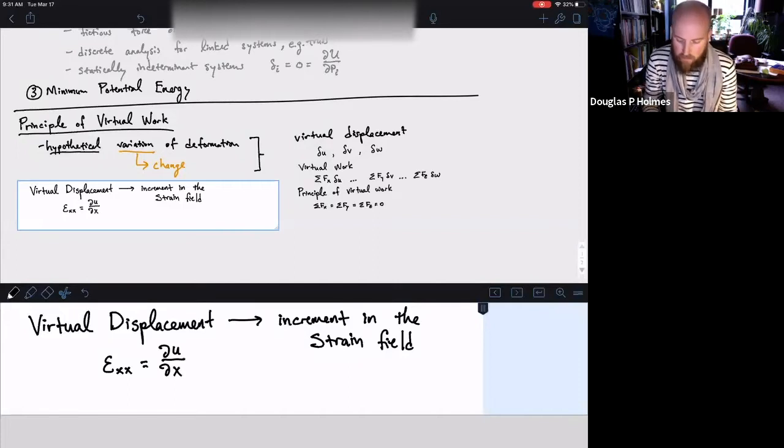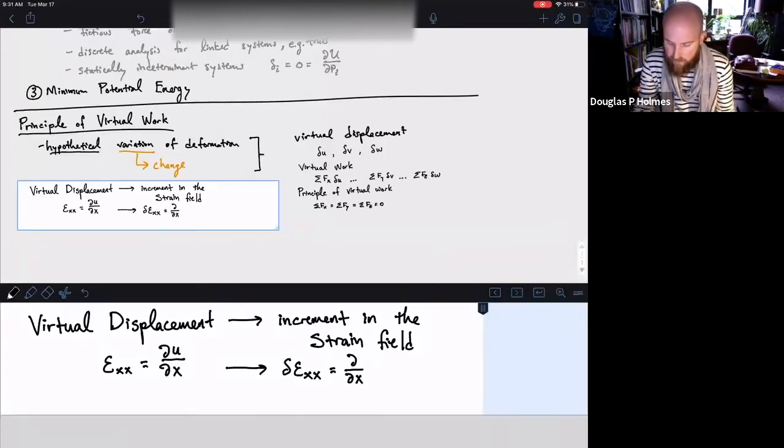So if I want to take a virtual displacement and turn that into a kind of a virtual strain, then I'm going to vary. The variation in the strain field will be equal to, and this is where the notation starts to get weird, I have my differential operator, which is still there, times my virtual displacement. I'm going to move that down for clarity.